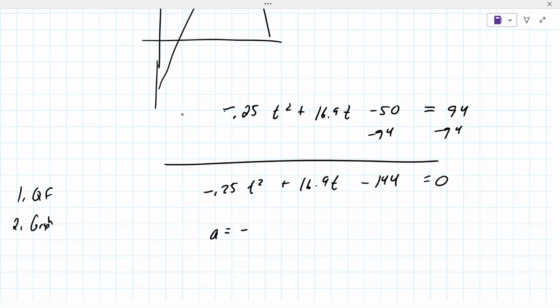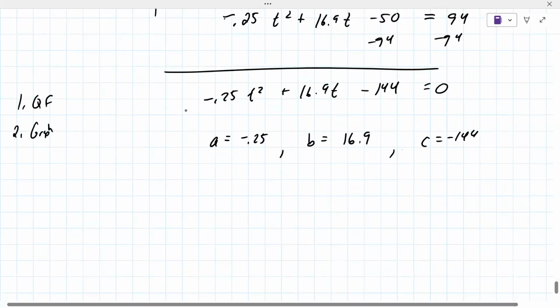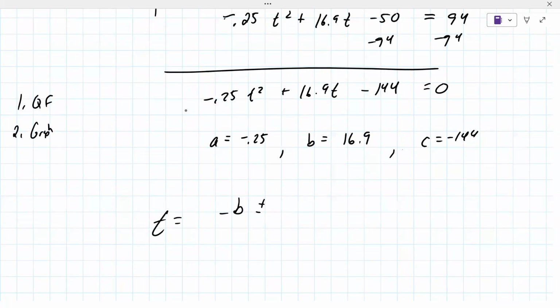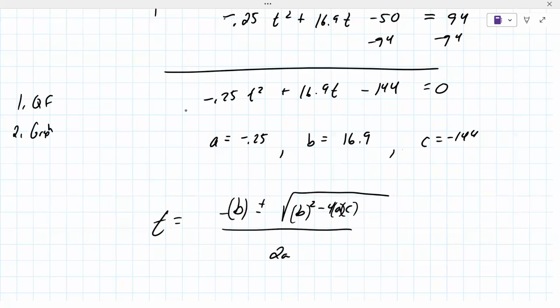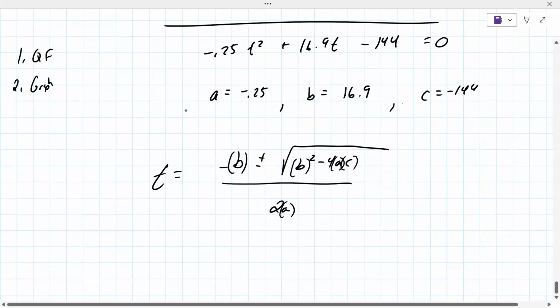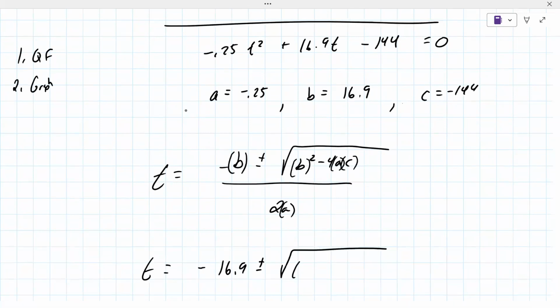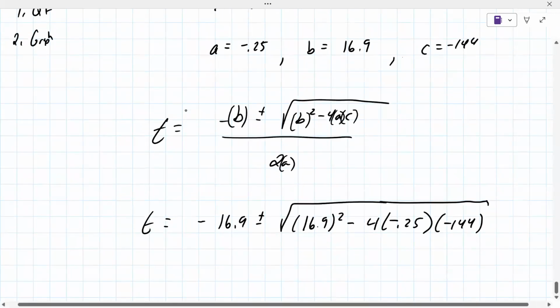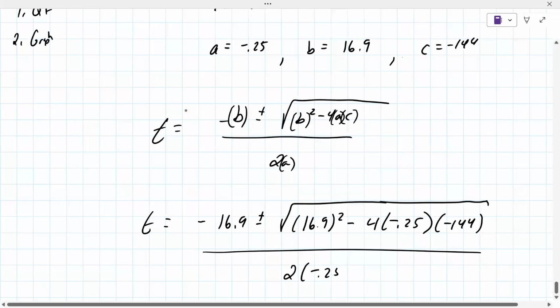So A equals minus 0.25, B equals 16.9, and C equals negative 144. So your quadratic formula here is minus B plus or minus the square root of B squared minus 4AC all over 2A. It's really important to treat those letters as if they're in parentheses, because when you substitute in here, you want to make sure that you don't miss a sign. It mostly matters for when you have negatives, but 16.9 squared minus 4 times negative 0.25 times negative 144, all over 2 times negative 0.25, like that.